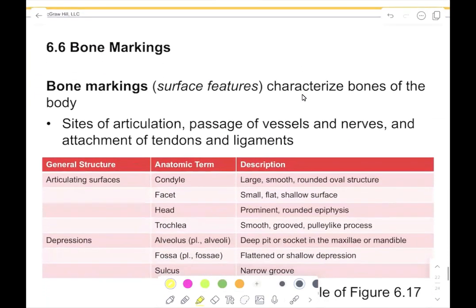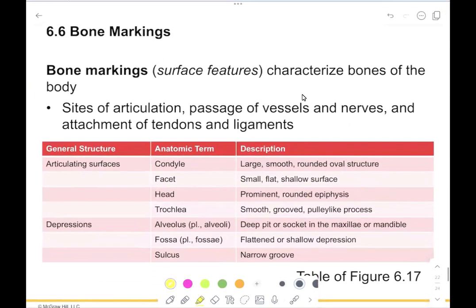The last part of this chapter is bone markings. And bone markings are very important surface features that you will see as you are examining bones. So the next couple chapters will actually be on learning specific bone markings on bones. So after this chapter, you want to master the main bones that are in the skeleton.